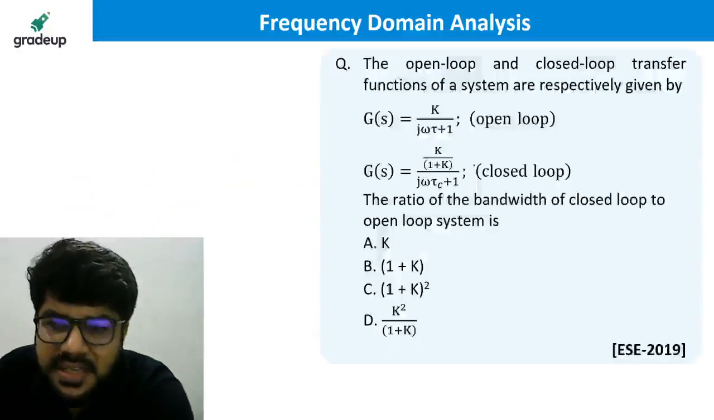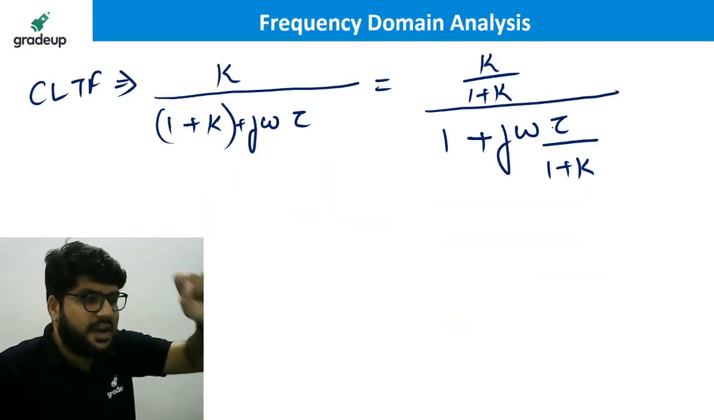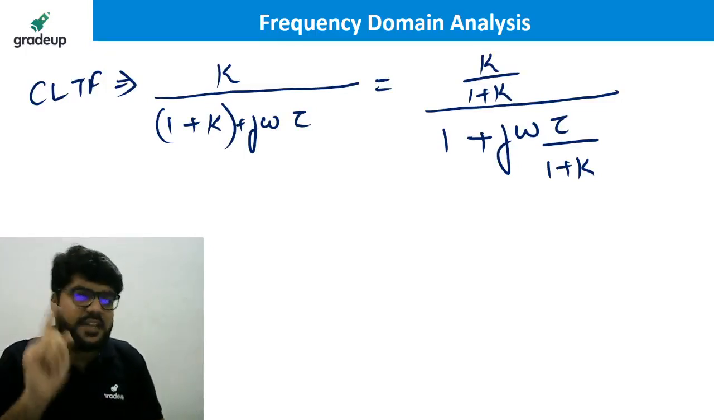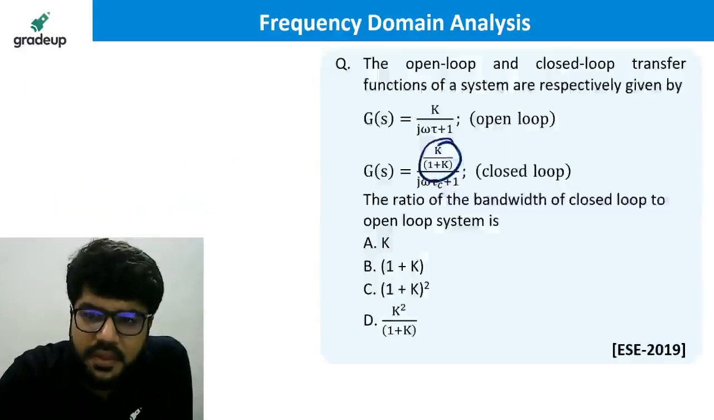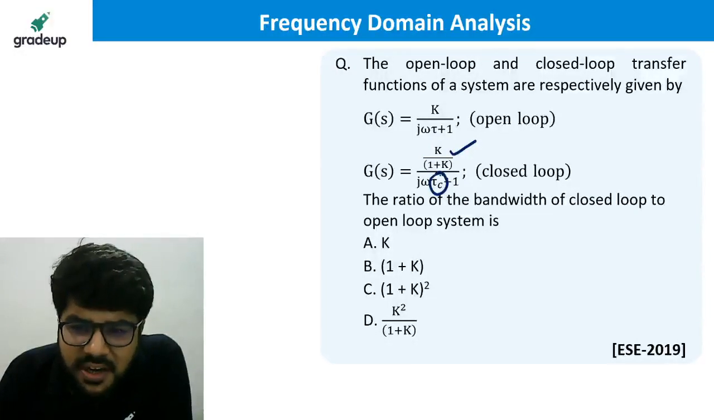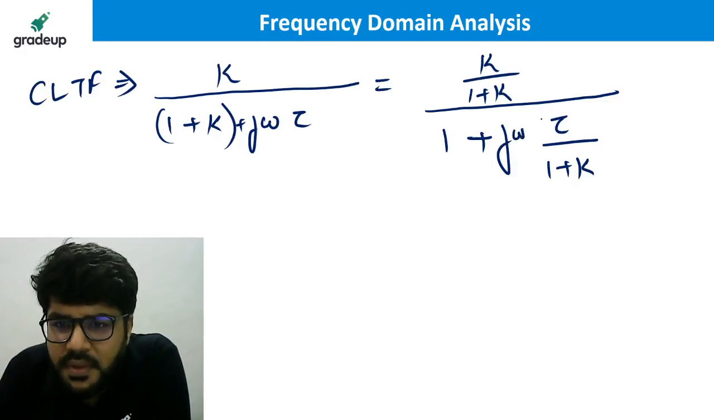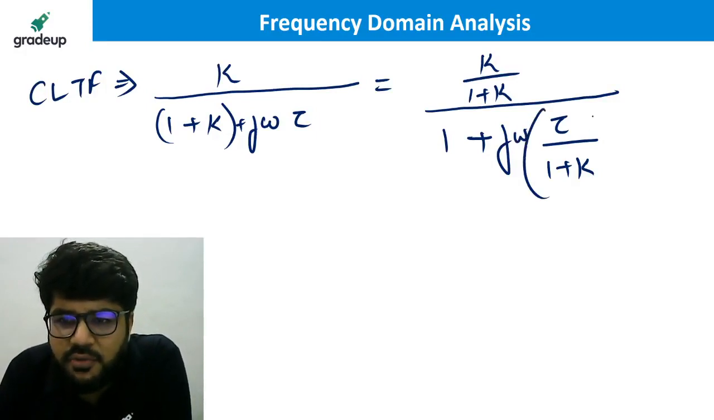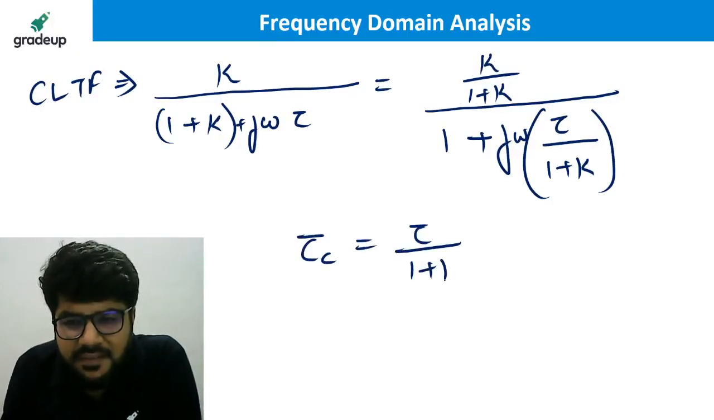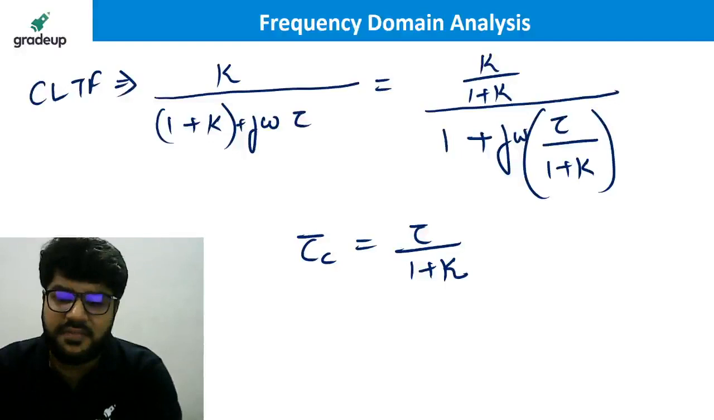Now look at the given question. See, K upon 1 plus K is the numerator. I have also made it clear that by changing the system from open loop to closed loop, the gain reduces and the time constant reduces. That is what we have learned in the transient part. So this numerator we have obtained is already given, but what is the time constant of the closed loop system? This basically you have to compare with tau c, and that is tau divided by 1 plus K. Now that is the effect on the time constant.